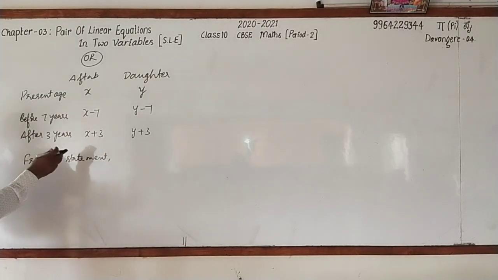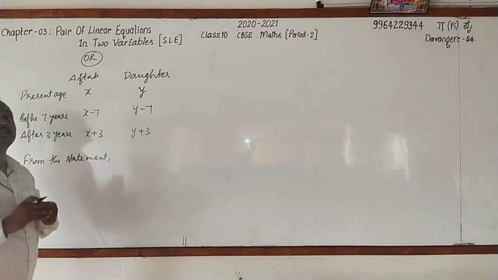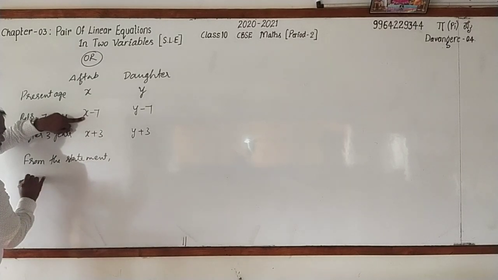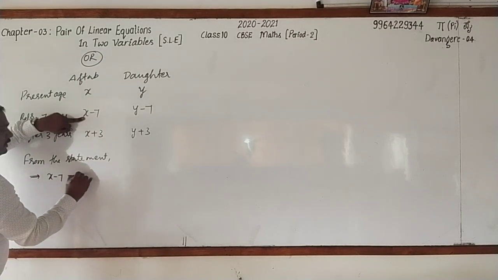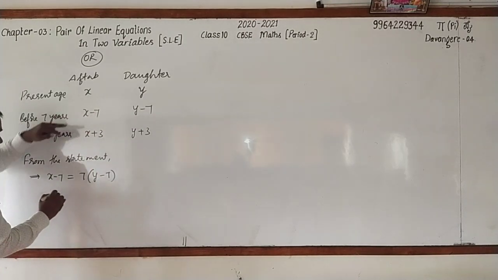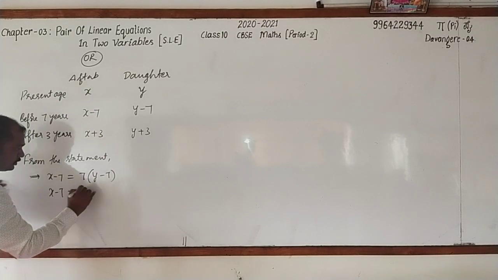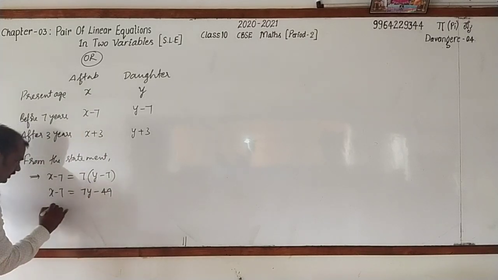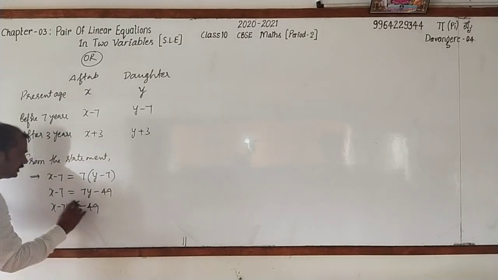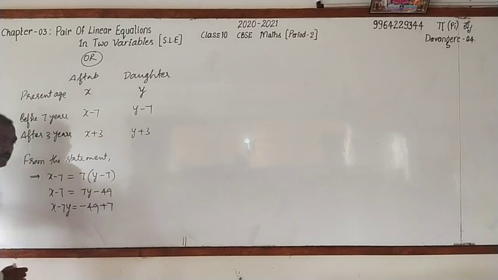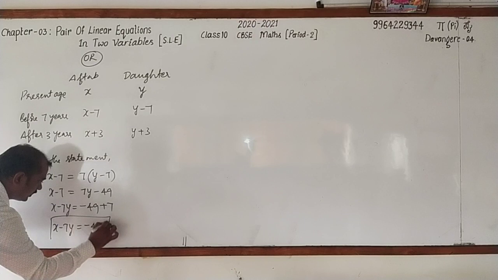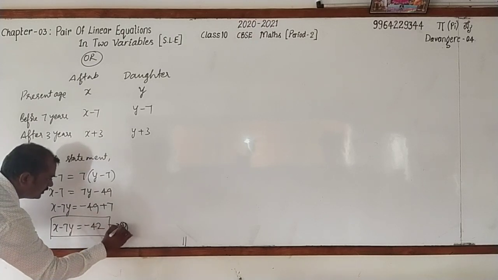He tells that 7 years ago, I was 7 times as old as you are. 7 years ago, Aftab's age was x minus 7, and you are 7 times as old as she was, that is y minus 7. That is, x minus 7 is equal to 7y minus 49. Then transfer 7y to the left hand side, minus 7y, and transfer minus 7 to the right hand side, plus 7. So x minus 7y is equal to minus 42. Again you will get the same equation.